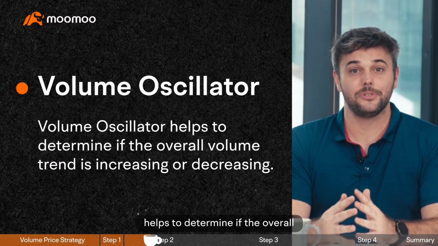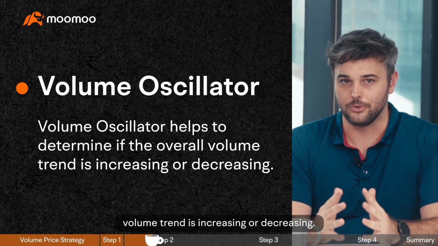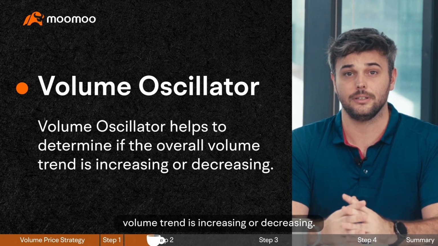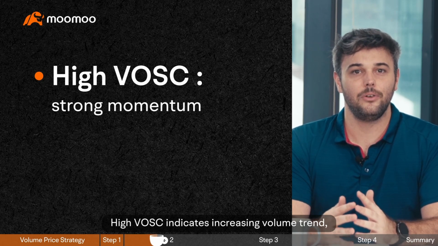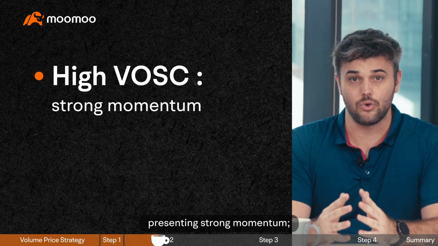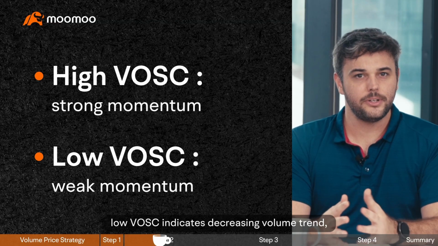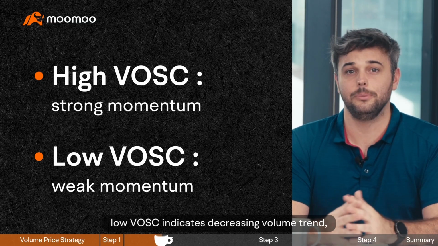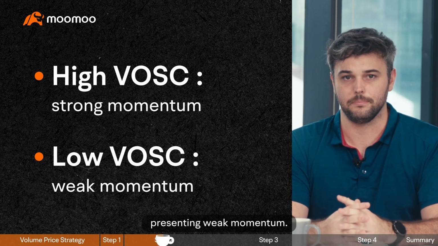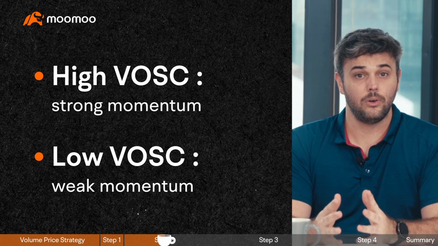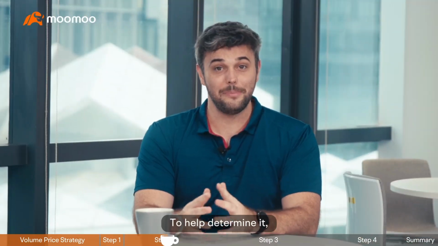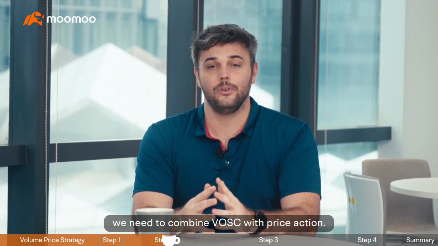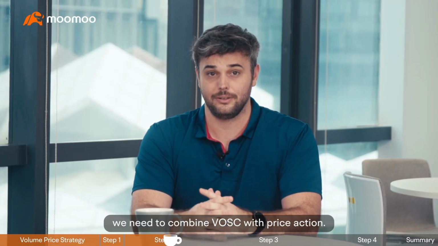Volume oscillator helps to determine if the overall volume trend is increasing or decreasing. High volume oscillator indicates increasing volume trend, presenting strong momentum. Low volume oscillator indicates decreasing volume trend, presenting weak momentum. However, volume does not indicate the direction of momentum. To help determine it, we need to combine the volume oscillator with price action.